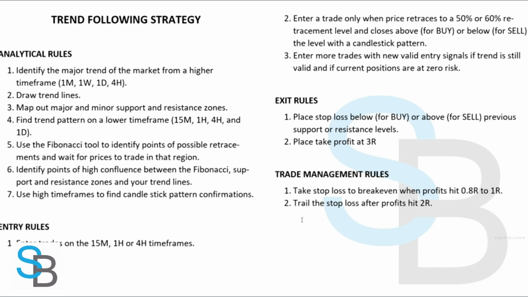Okay, so I will take my stop loss to break even when my profit hits 0.8R to 1R, and then I'm going to trail my stop loss after my profit hits 2R. Okay, and then that's my trade management rules. And then for my exit rules, I'm going to place my stop loss below for buy and above for sell, previous support and resistance levels. So I'm going to be using price action for my stop losses. Okay, and then I'm going to place take profit at 3R.